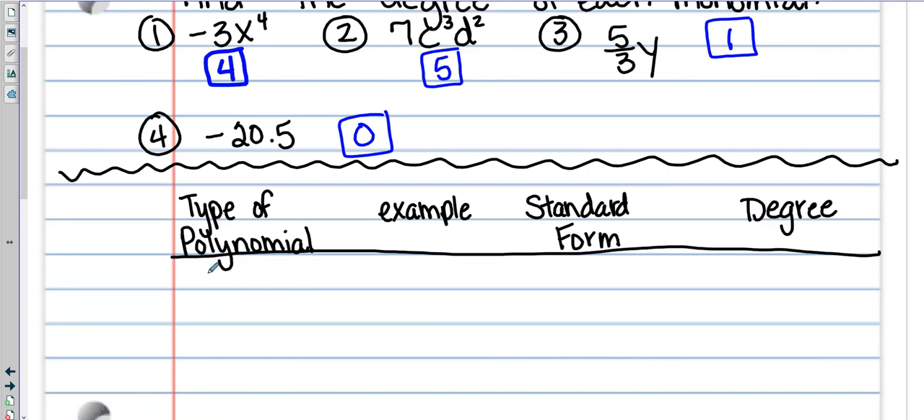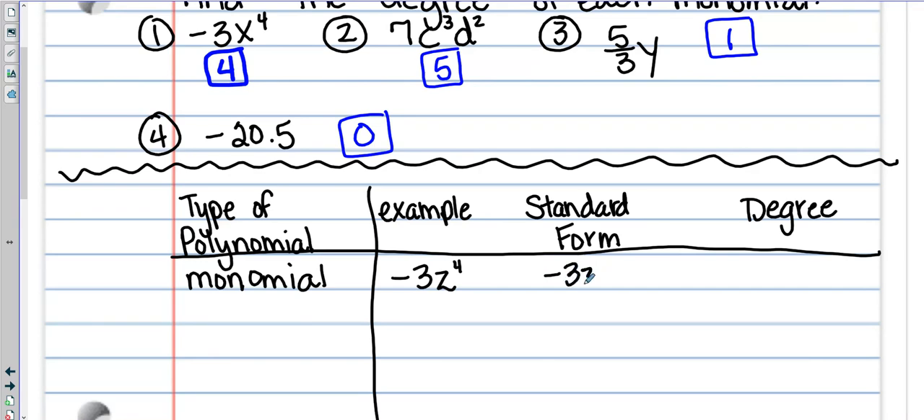Okay, so the first type is a monomial. So an example of that would be, let's say negative 3z to the 4th power. So this is a monomial. To write it in standard form means we're going to put them in order by the degree and the leading coefficient. So here the degree is 4 and it's actually only one term, so you just keep it as is. And the degree here is 4.